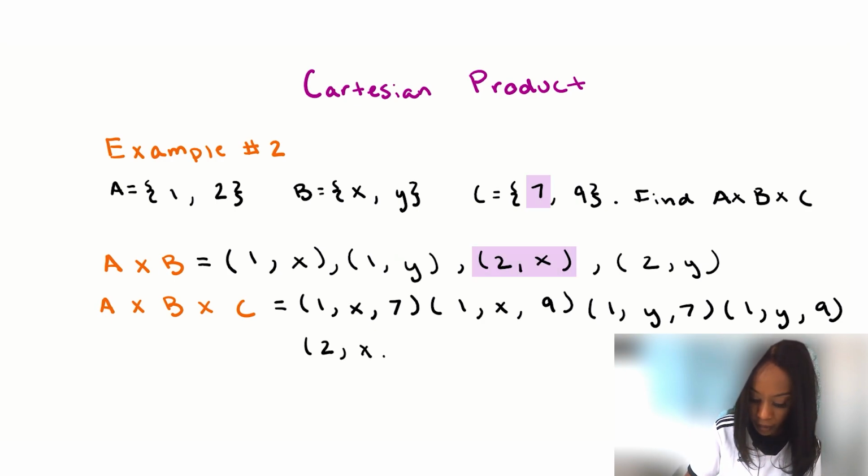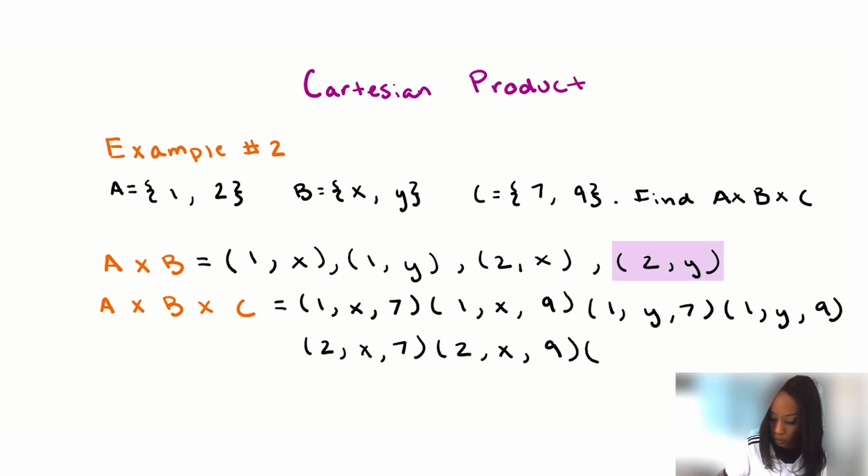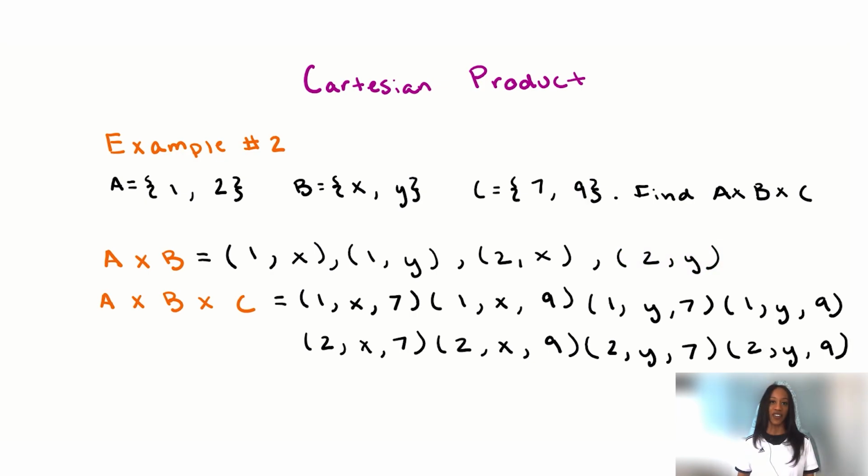Moving on to 2x: 2x, 7, 2x, 9, and lastly our 2y: 2y, 7, and then 2y, 9. So there you have it. That's the Cartesian product of 3 sets.